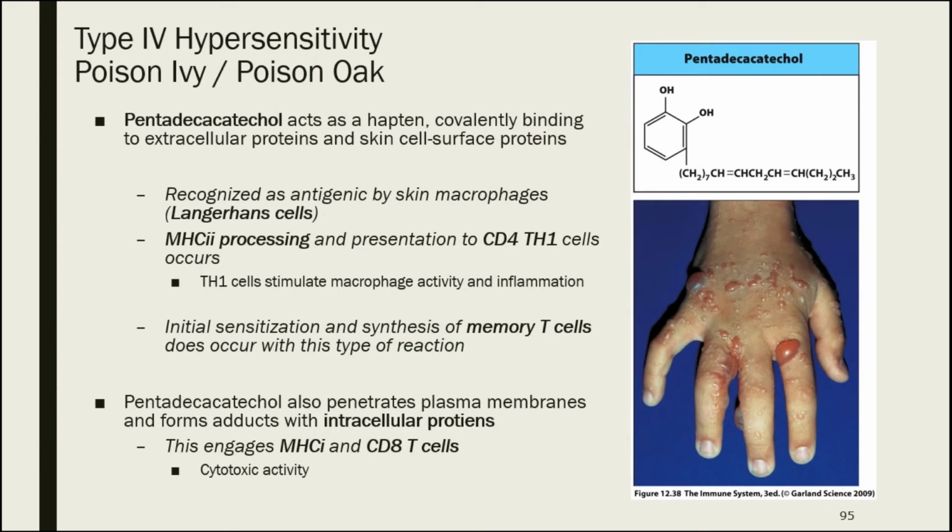So the most common example people use to explain type 4 hypersensitivity is poison ivy or poison oak. There is one compound in that plant, particularly this pentadecacatechol. You don't need to memorize these things at all; it is here just to show you what this little compound looks like.